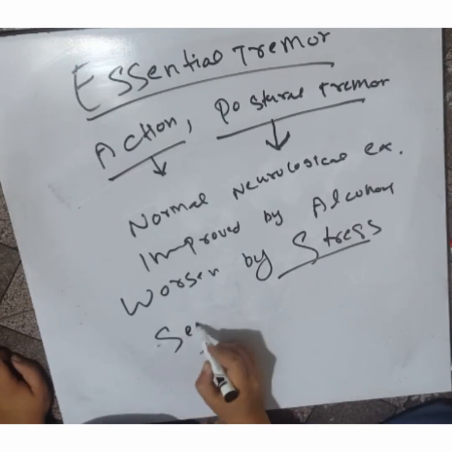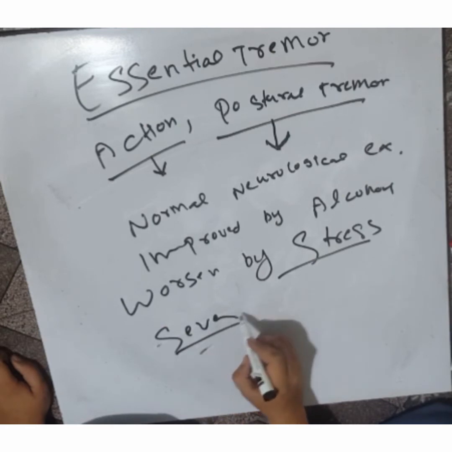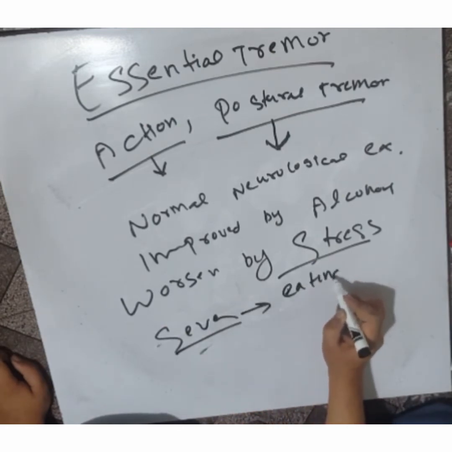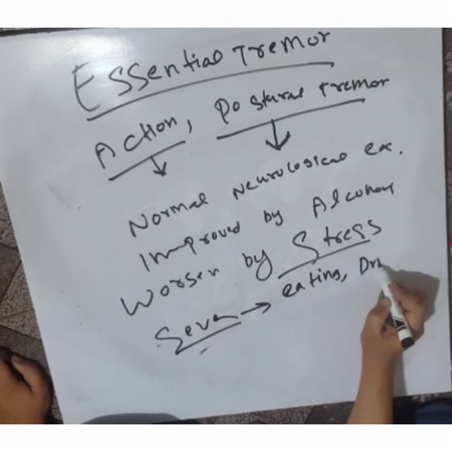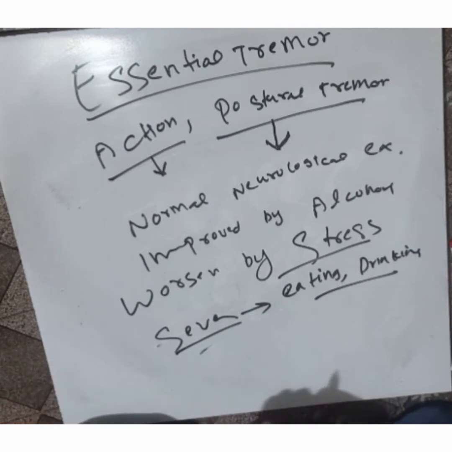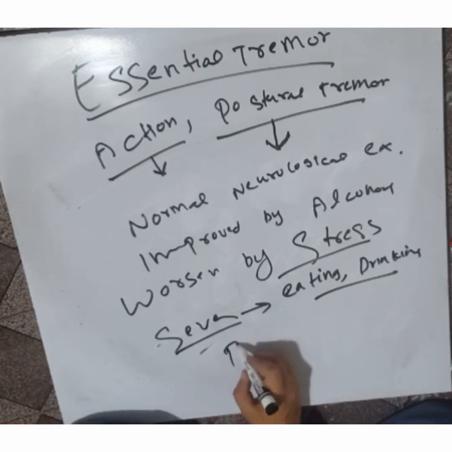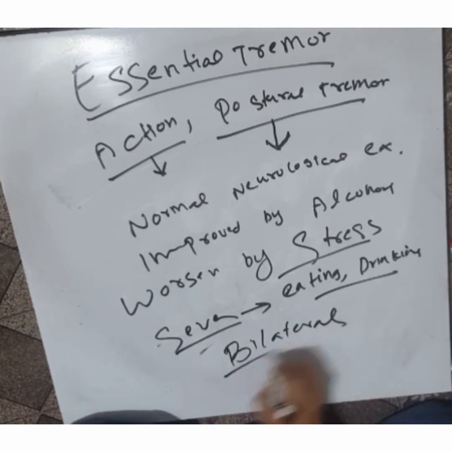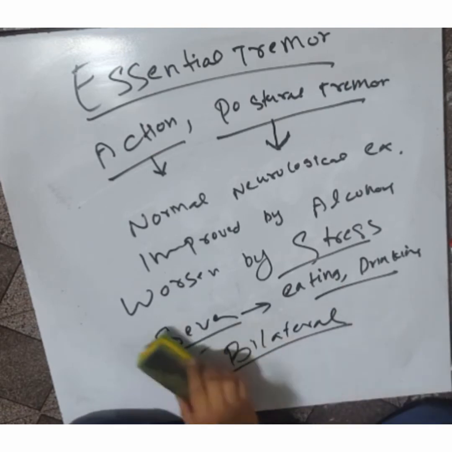In severe cases, the essential tremor can affect the eating and drinking capacity of a patient. The essential tremors are typically bilateral, but may be unilateral in some cases.